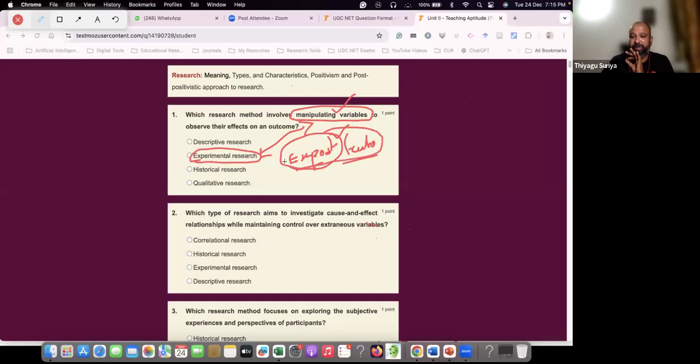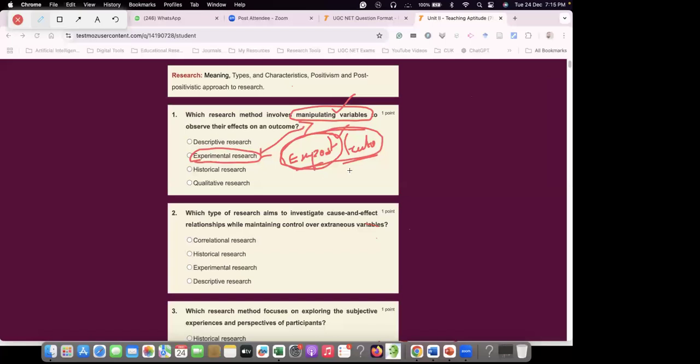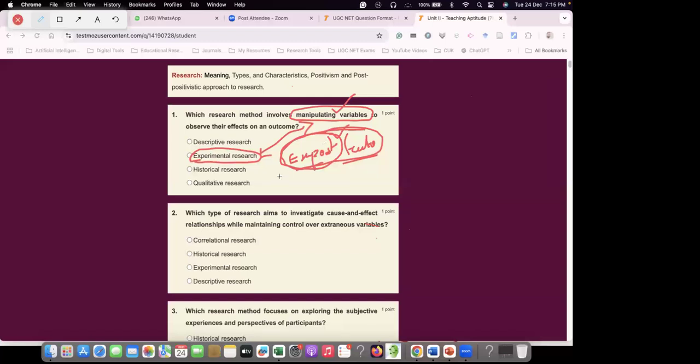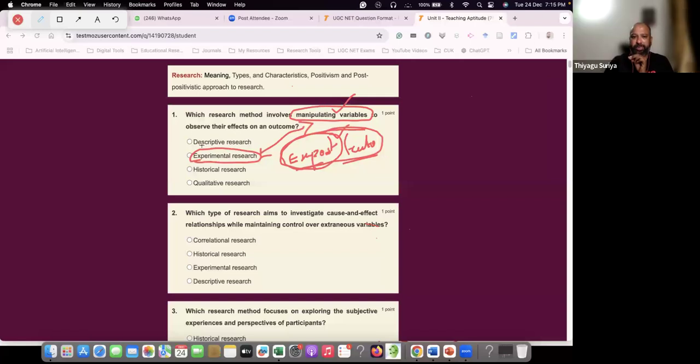There is a difference between the experimental method and this, and sometimes this question comes. Which is the method not having provisions to manipulate the independent variable? Option 1, experimental method. Option 2, ex post facto research. Which is the answer? Which method is not possible to manipulate the independent variable? Ex post facto. Which method is possible to manipulate the independent variable? Experimental. Right. Hope you are getting this. These are the key terms. Always you can find the key terms only.